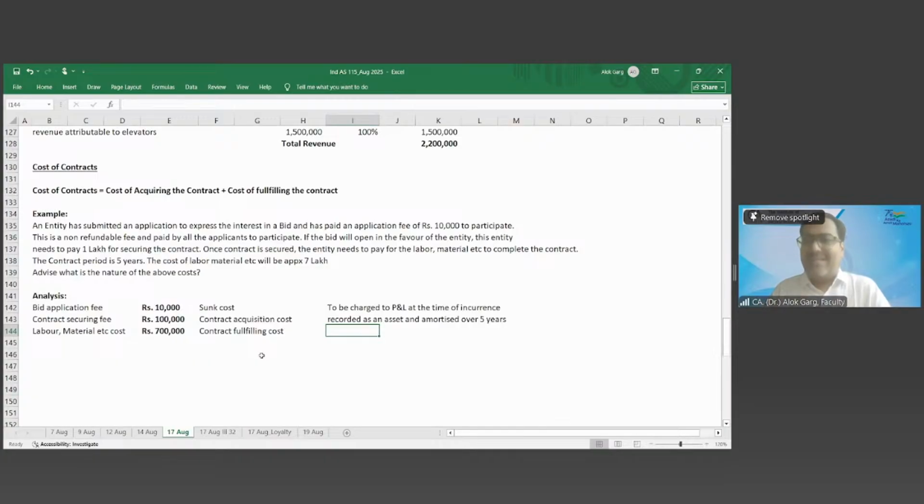And what about this contract fulfilling cost? If these costs are covered by other Ind AS, for example, let's say I am the entity and I got data outsourcing services. So the companies are storing their data in my data center, okay? And this contract is for 5 years. So for that purpose, I have constructed the data storage infrastructure, for the purpose of providing this data center facility to my customer.